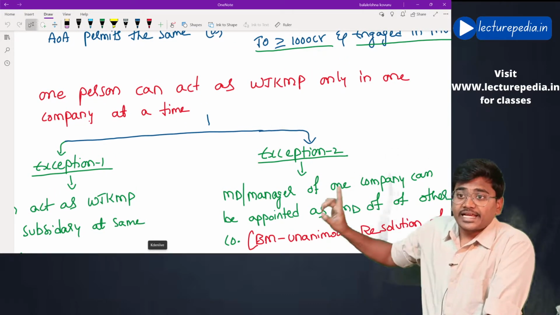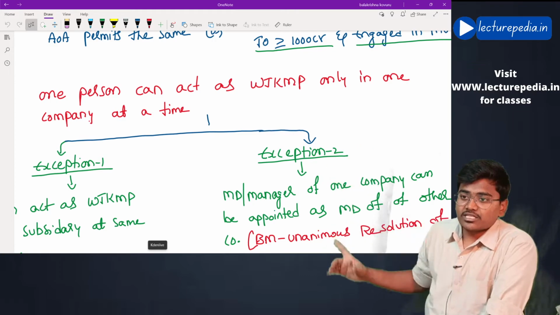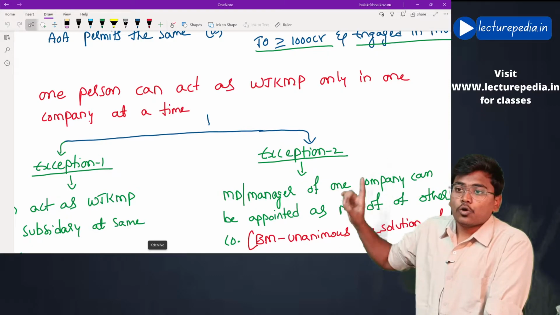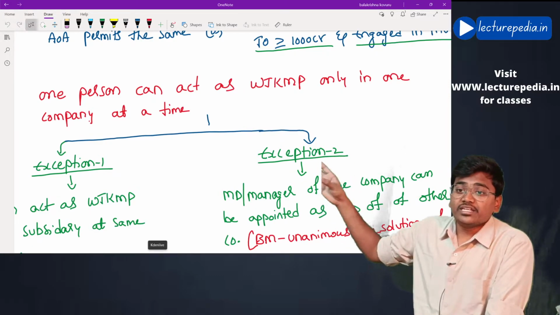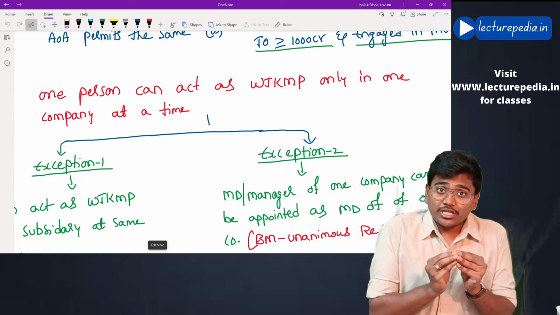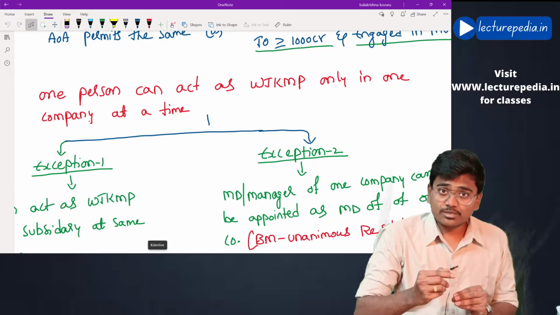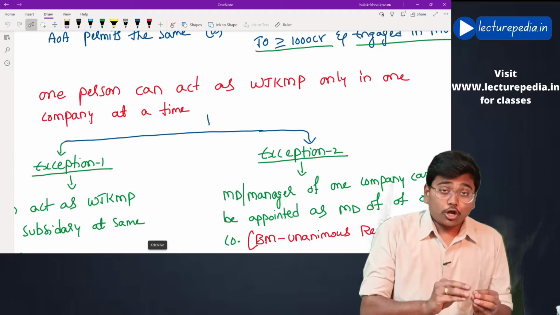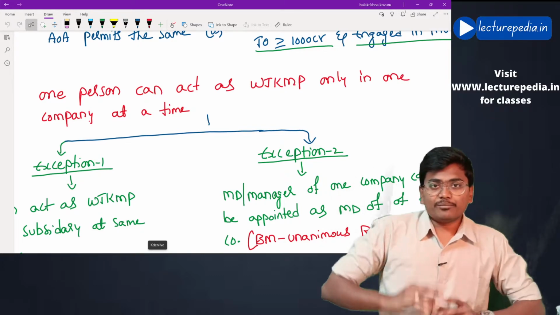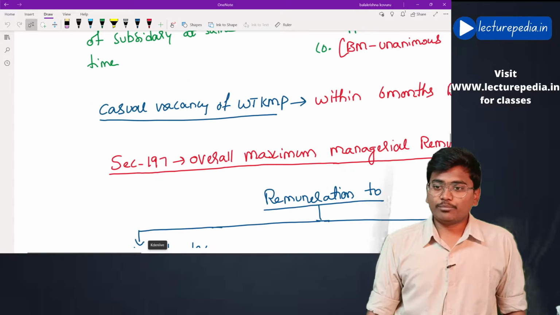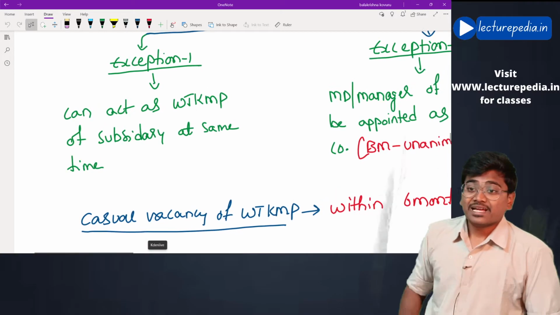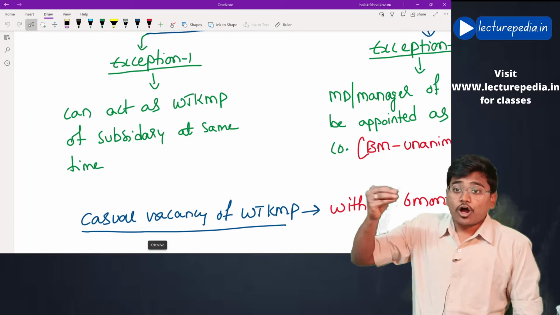One person can act as whole-time key managerial personnel only in one company at a time. That means a person can be appointed as whole-time key managerial personnel only in one company, not more than one company. But in the exceptions, he can be appointed in more than one company. What are the exceptions? Let us see. Exception number 1: can act as a whole-time key managerial personnel of a subsidiary at the same time.